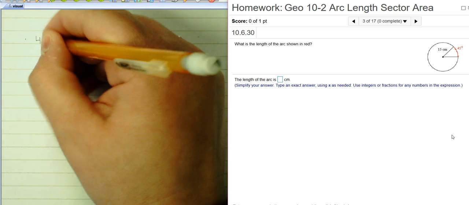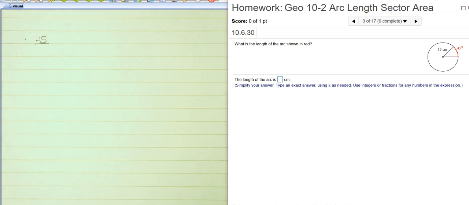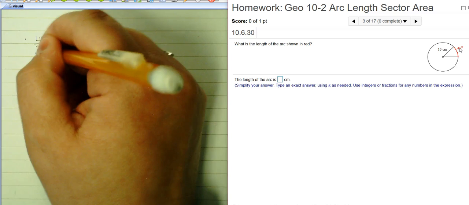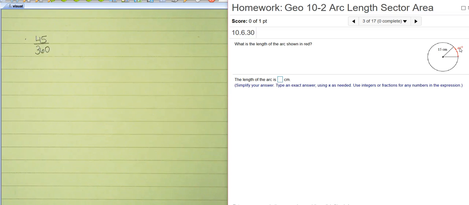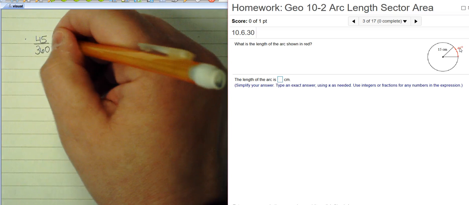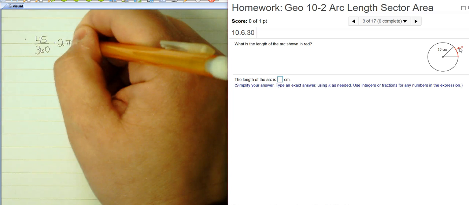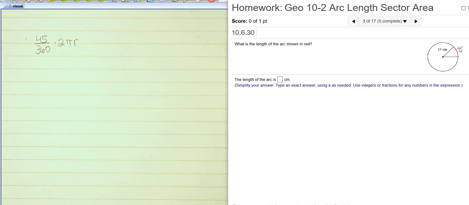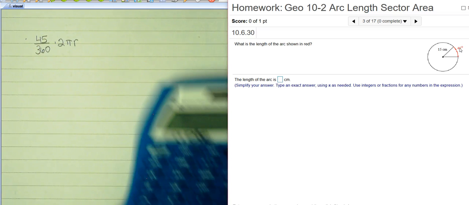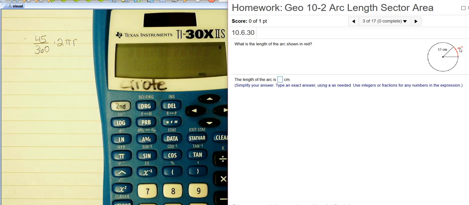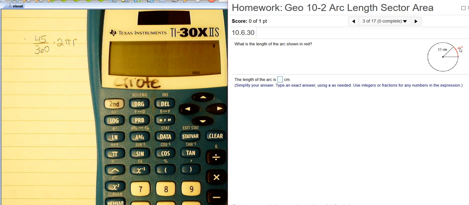Okay, so hopefully you're okay to find the arc length. For the picture that I've got as an example, this is a 45-degree arc. So out of the whole 360-degree circle, I want 45 degrees of that circumference, so times 2 pi times the radius. Okay, so I'm going to show you 2 calculators. A lot of you guys have this calculator, so let me go there first.